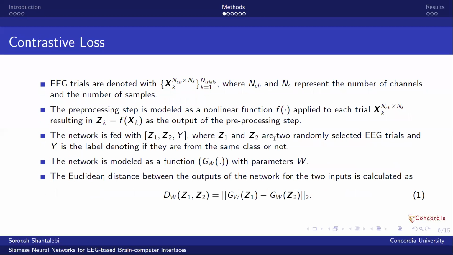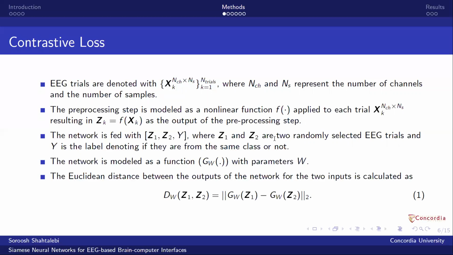To formulate our work in EEG processing with Siamese networks, first of all, we denote each EEG trial with matrix X, with number of channels multiplied by number of samples. After that, we apply pre-processing on the signal, so we get Z_k. The pre-processing is removing power line interference and also bandpass filtering of the signals in the range of 7 to 30 hertz.